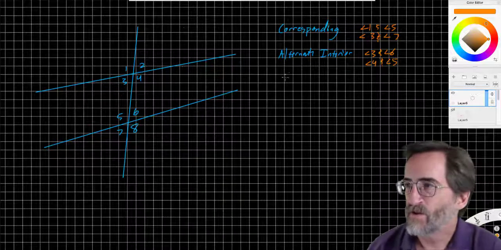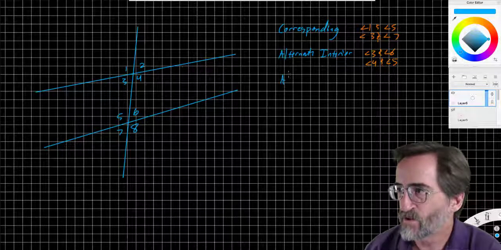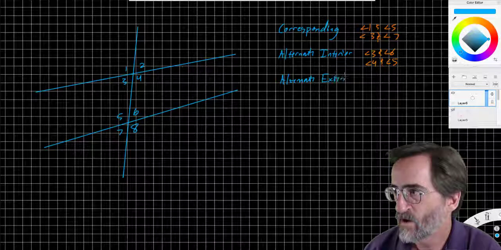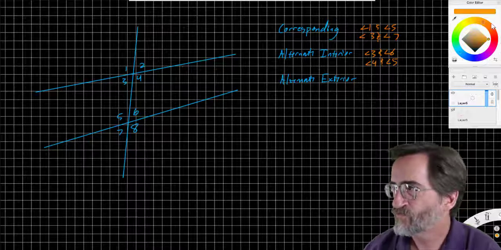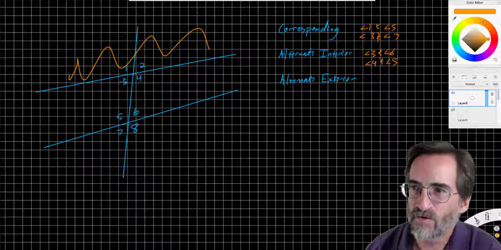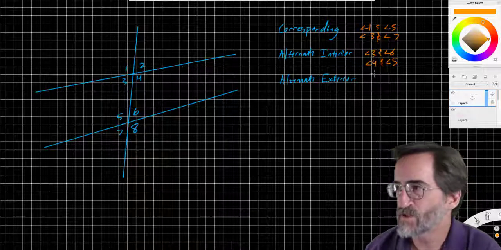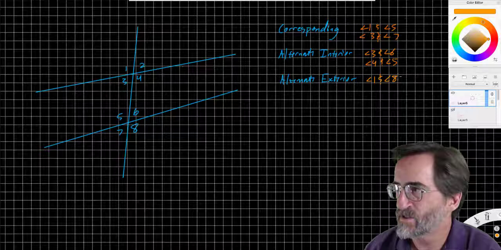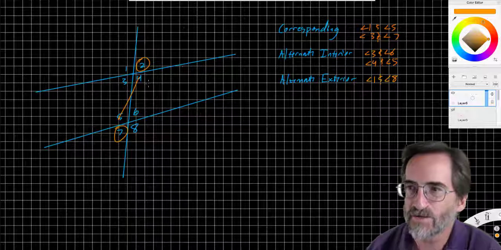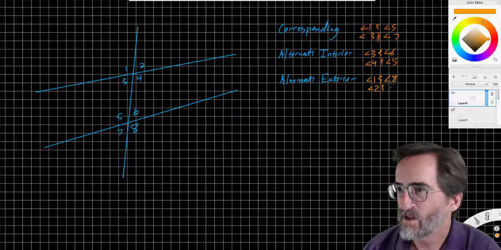And then if we have alternate interior, we have alternate exterior. They are outside the crossed lines and cross over the transversal. So angle 1 and angle 8 are alternate exterior angles. Angle 2 and angle 7 are alternate exterior angles. They're outside the crossed lines and they're on opposite sides.